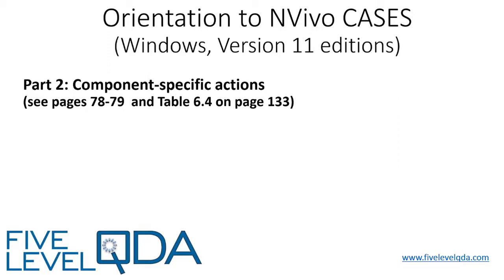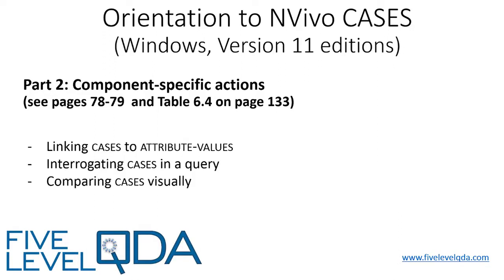There is an important difference between cases and other types of node, however. This is the ability to link attribute values to cases, so we start off looking at that. In addition, we look at interrogating cases, in a query and by comparing cases visually.